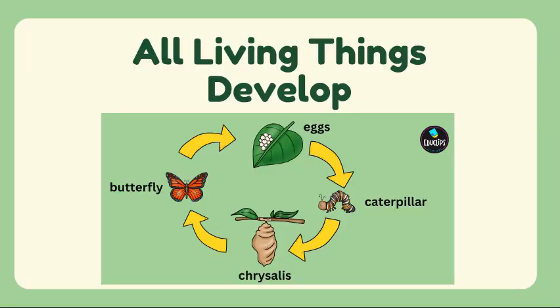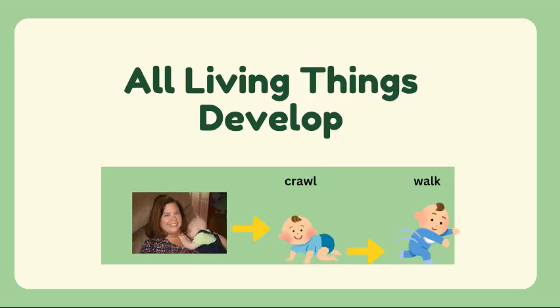All living things develop. Here you can see how the caterpillar changes into a butterfly during the butterfly life cycle. Each stage looks totally different. Babies also change as they develop. First, adults have to hold a baby. Next, they learn to roll over so they can crawl. Finally, they are able to walk by themselves.